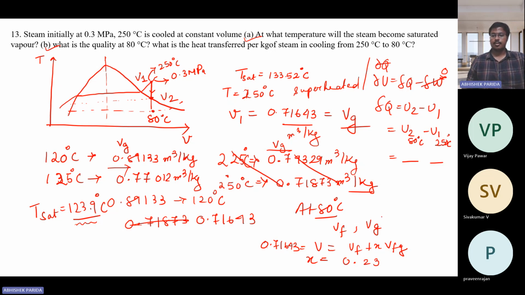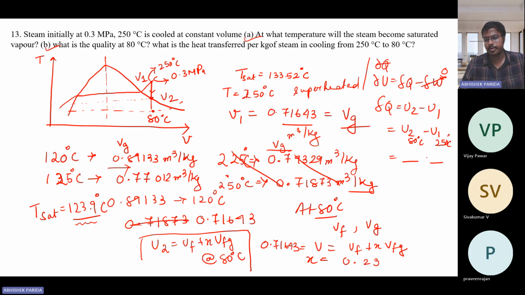Once you get the X, from here you can calculate U2. U2 is equal to Uf plus X Ufg at 80 degrees Celsius. And U1 is of course the superheated steam. Okay? Got it? Yes, sir. Did you understand?